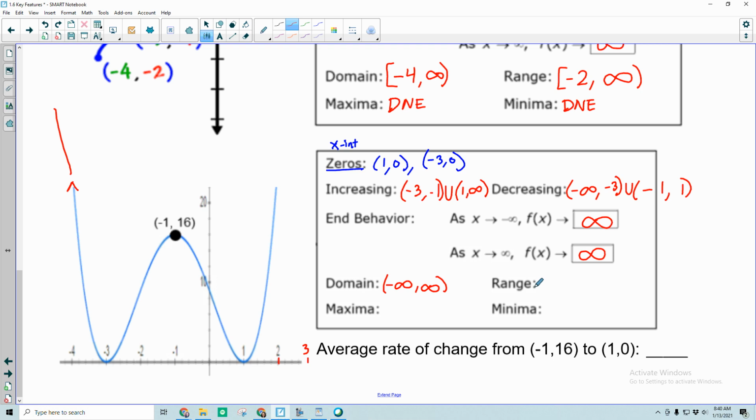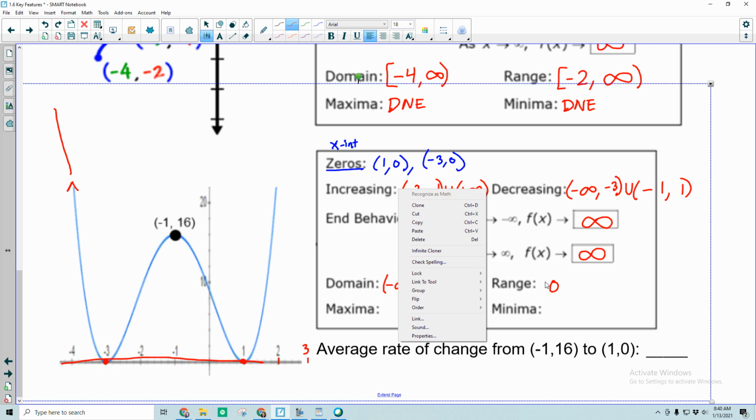Range. All right, well, the lowest this function goes is right there. Now I'm getting my values from the y-axis. So that's the lowest it goes, which on the y-axis would be 0. And it looks like I have solid points, closed dots, for both of those points that are the lowest ones. So I'm going to use a bracket for that.